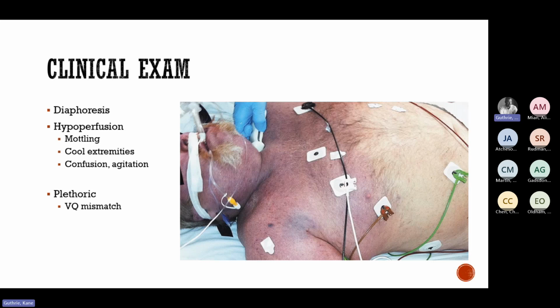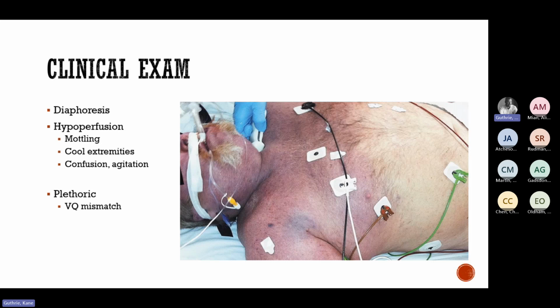On clinical exam at the end of the bed, quite often these patients are sweaty. They're in a sympathomimetic state. They're trying to compensate. They're diaphoretic. They're not going to be perfusing their tissues because they've got that right ventricular failure. Okay, so they're going to be mottled. They're going to have cool extremities. They're going to be confused and agitated.